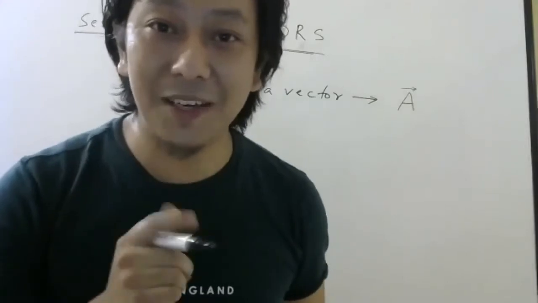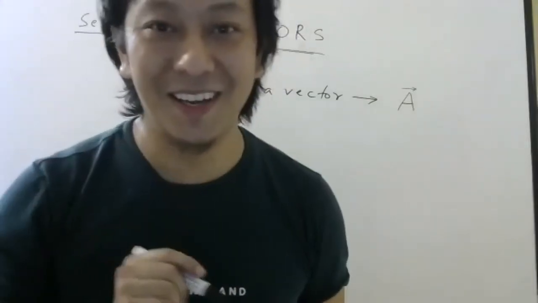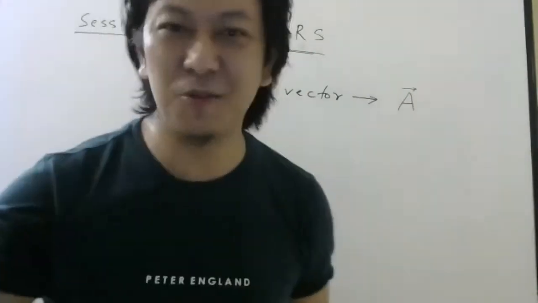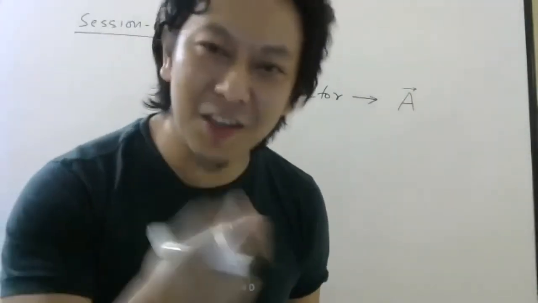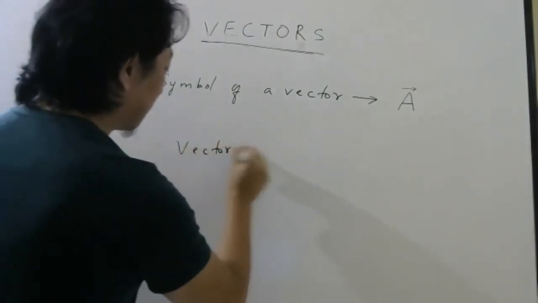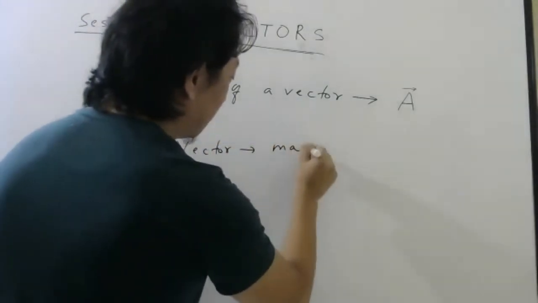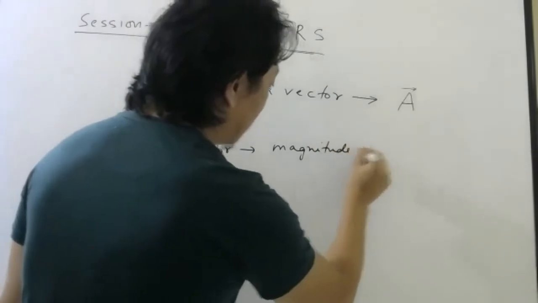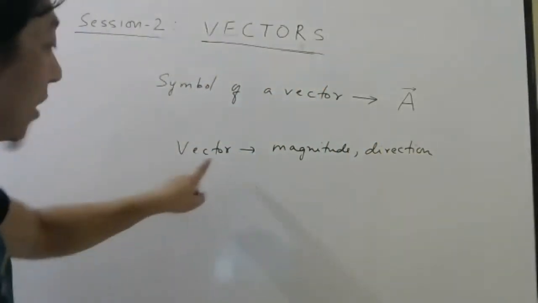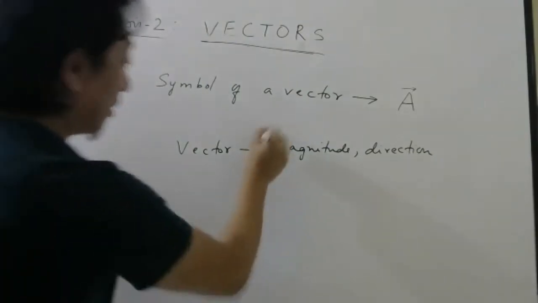I used to ask my teacher why. Why are we putting this arrow mark? Usually we don't put it in school days. The answer is very simple. Look here: a vector should have magnitude and should have direction. Correct? So when I give you a vector, I should give you both of them.